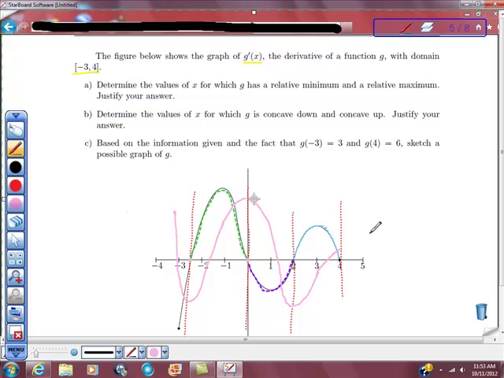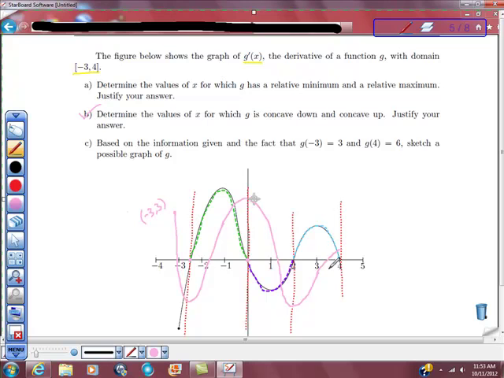All right? So the second one is concavity, and I'm not going to make the concavity argument with you right now, but we could. I'm just going to skip that part if you don't mind, and I promise I will come back to it. It says, based on the information given and the fact that g of negative 3 is 3, so this is the point negative 3, 3, and g of 4 is 6.